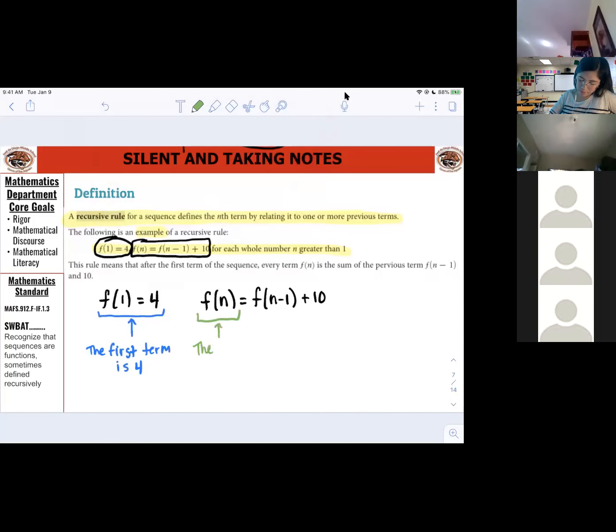Do we write what you're writing? I do want you to write this down, yeah, because it can get confusing. I want to make sure you guys understand what this all means.